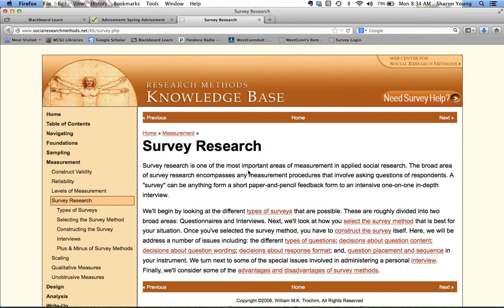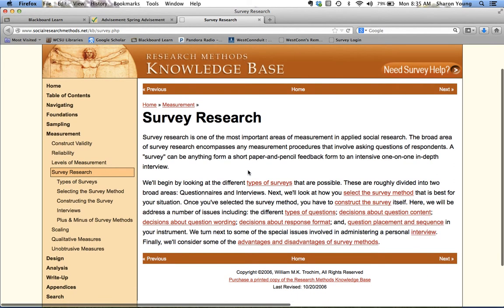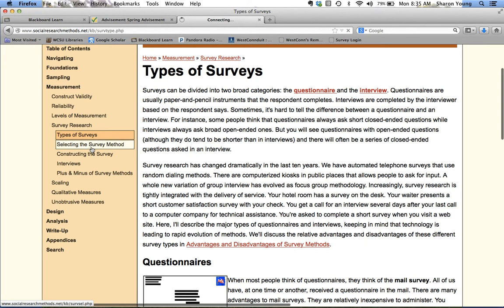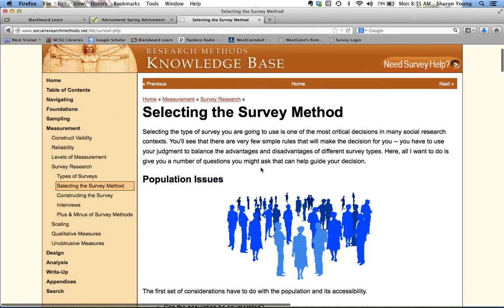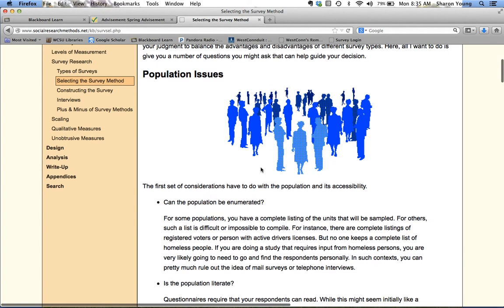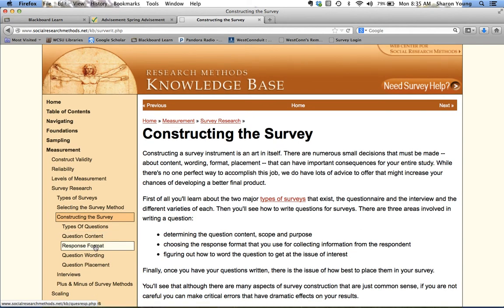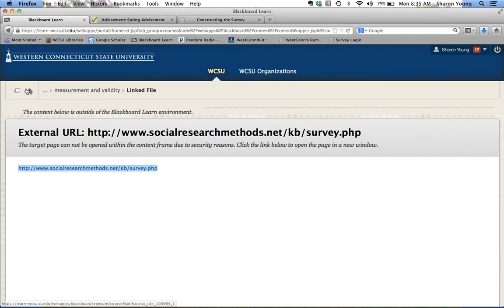This is a really good site that explains a lot about research, and it talks about different types of surveys, the questionnaire, the interview. It talks about how to select a survey method. So it covers a lot about developing a survey, which we're going to talk about more on Wednesday: how to word questions, how to do question placement. So I'd like you to definitely look over this site. The link is in Blackboard.